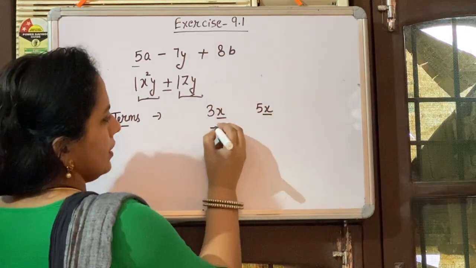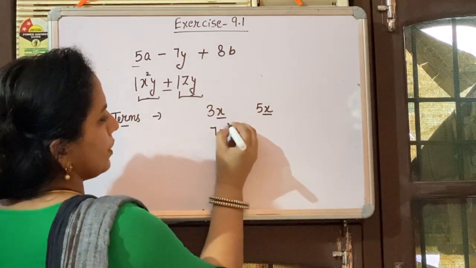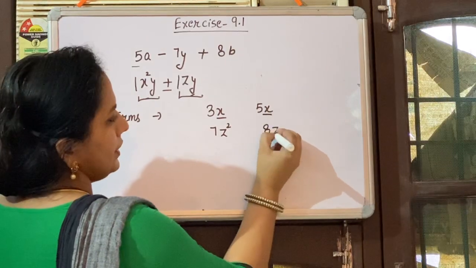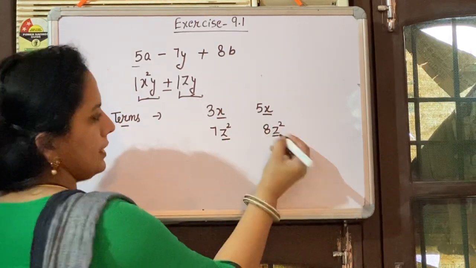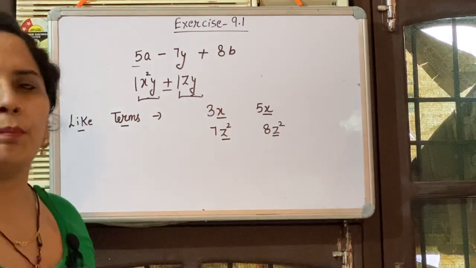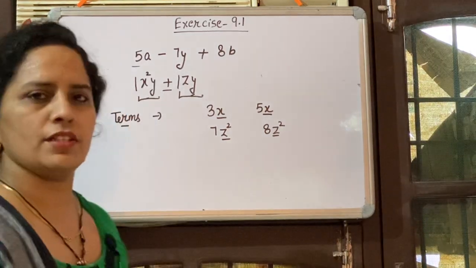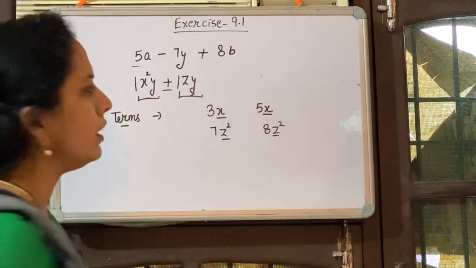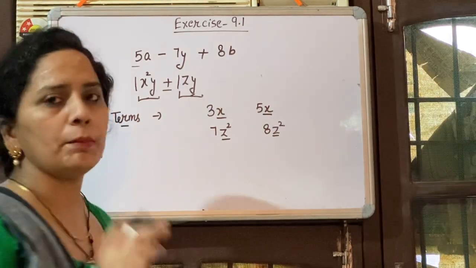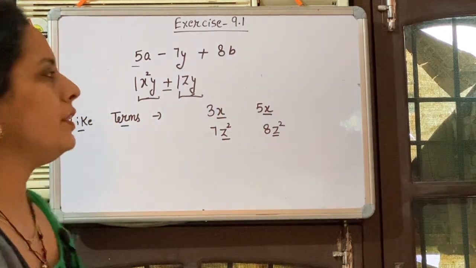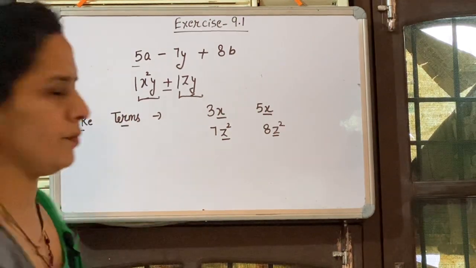If we take 7z square, 8z square, variables are same as well as power of variable is also same. Coefficient may be changed, coefficient can be different, but variable must be same and power is also same, then these terms are called like terms.